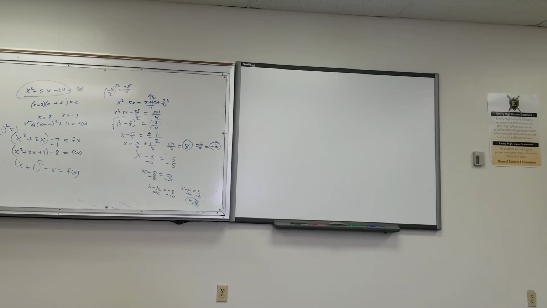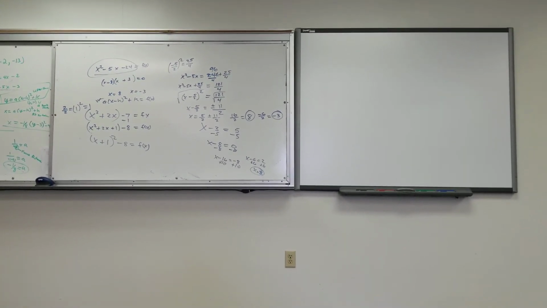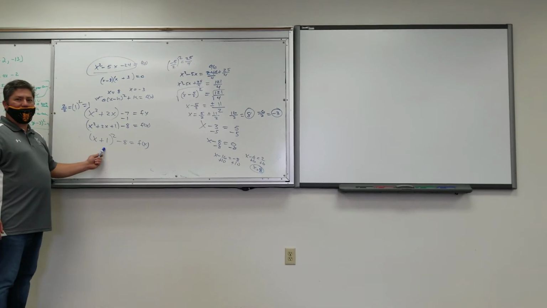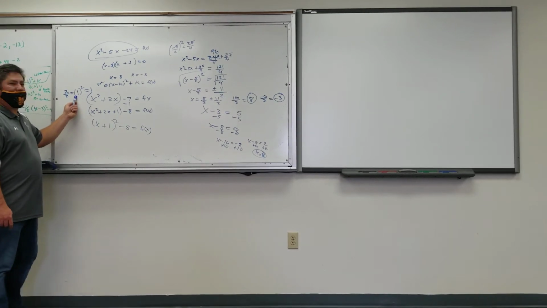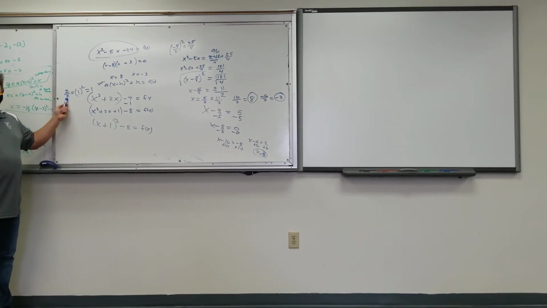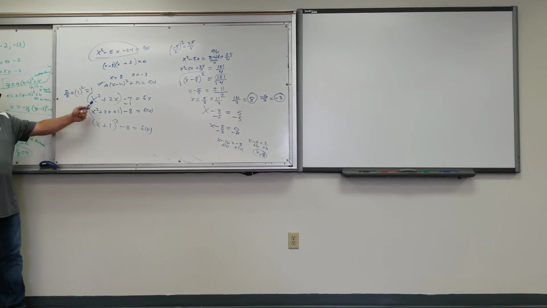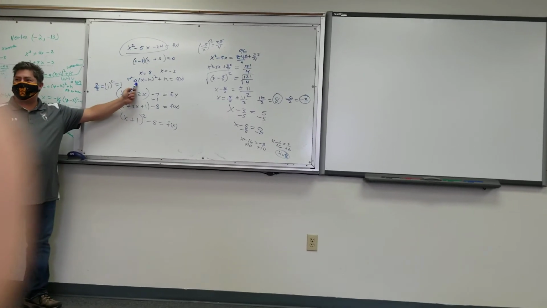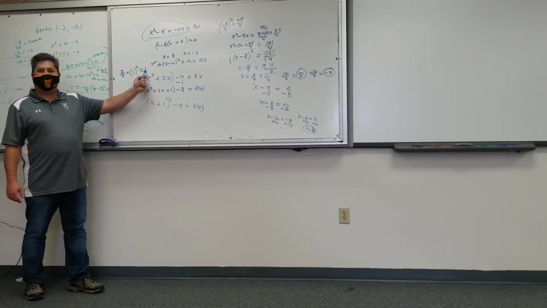Yes? Where did you get the 1? Where did I get which one? The 1. This one? Yeah. Or this one? Yes. That's where I got it from. Oh. Okay. Because what I did is I took half of the what? Linear coefficient. Half of 2 was what? Oh, yeah. 1, and 1 squared was?